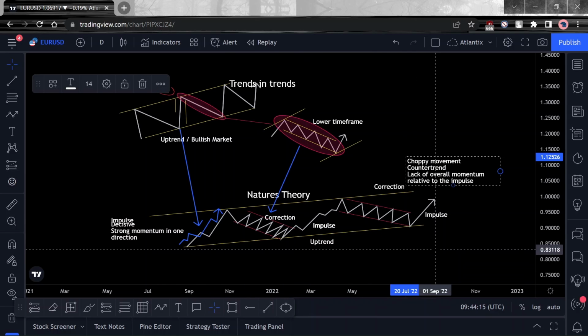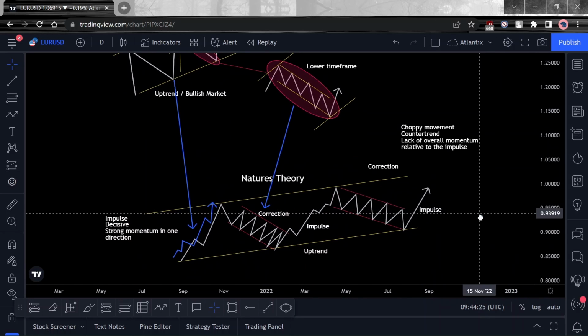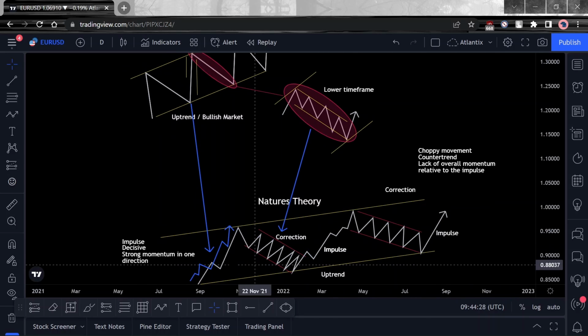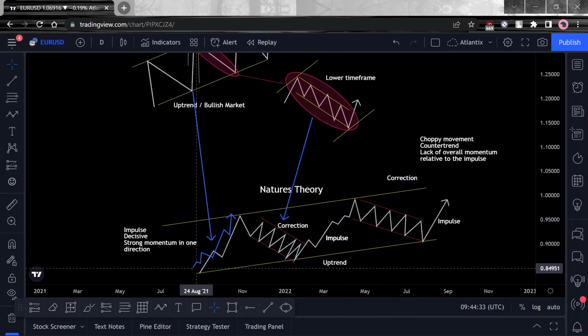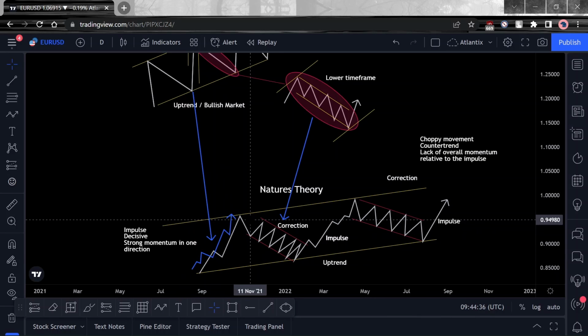All right. So the question is, why would anybody want to know about this nature's theory? Why is it important for a trader? Now, the reason it's important is, as a trader, you want to be in the market when the market is impulsive, meaning it's decisive about its direction, and you are least likely to be stopped out of your position when the direction of the market has got a lot of momentum and it's decisive.